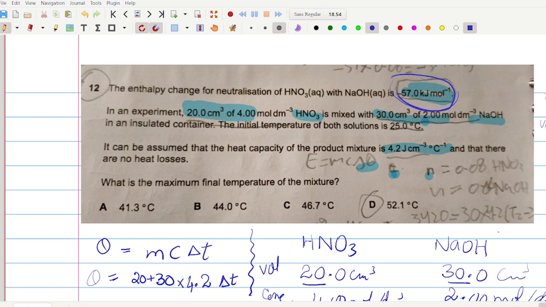Can you see it? Yes, ma'am. Okay, let me move on.